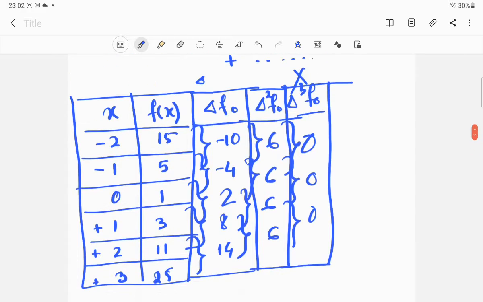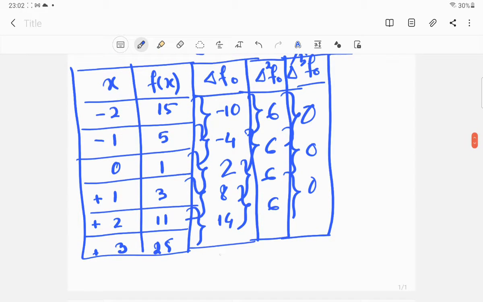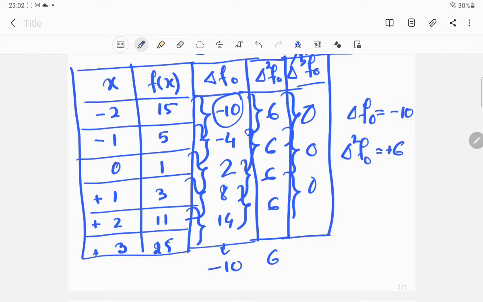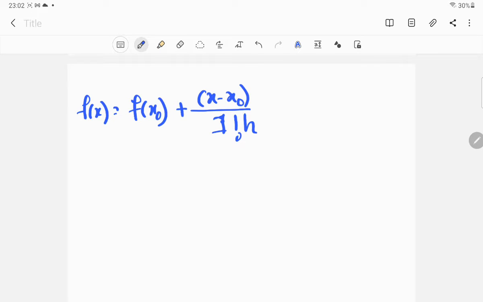So we will write down. From here, what is the value of del f0? The minimum one, this one, is minus 10. Here all are the same, so this is nothing but 6. So we have got del f0 equal to minus 10 and del 2 f0 equal to plus 6. That's all. Now using that formula again, we have f(x) equal to f(x0) plus, I will write it down again, (x minus x0) divided by factorial 1 h.